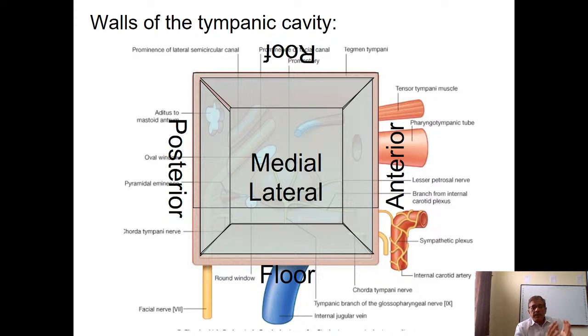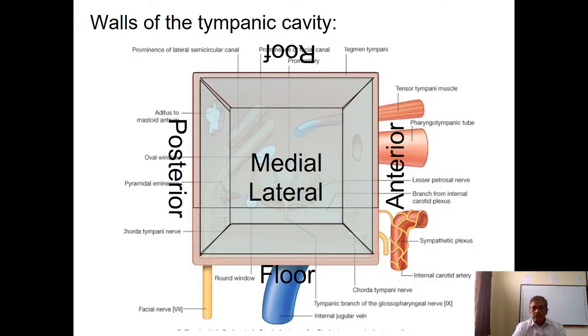So the important structure that you have is the jugular bulb, which is a continuation of the sigmoid sinus, and then further continues as the internal jugular vein. And that is as far as the floor is concerned.